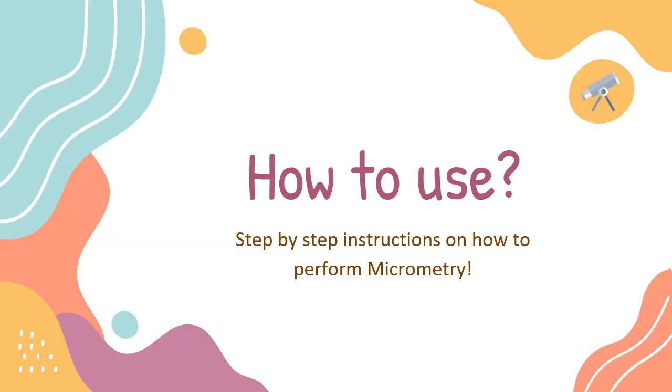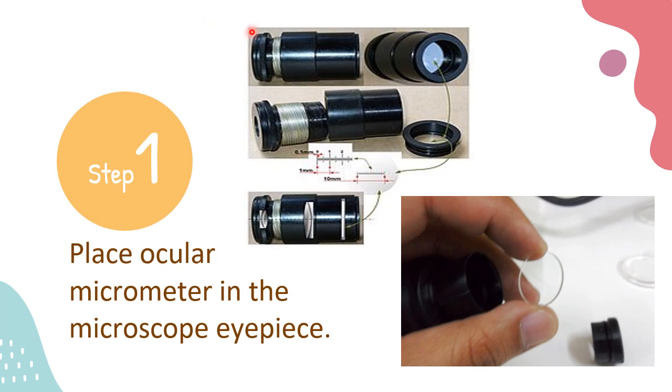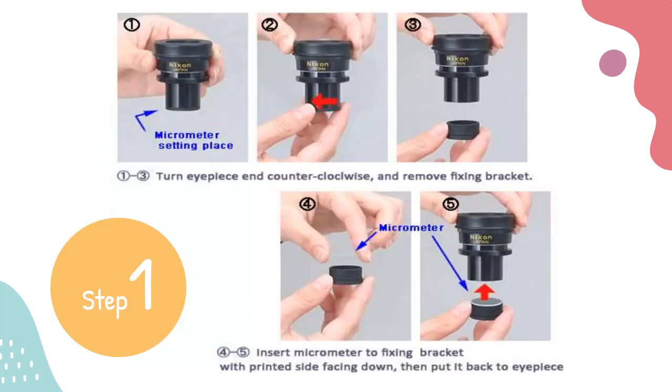So how do we do micrometry? I prepared a guide for you. Step 1. Remember that the ocular micrometer is a glass disc that you will put inside the eyepiece of the microscope. That's why it's the ocular micrometer, because you will put it in the ocular or the eyepiece of the microscope. This is ultimately the thing which we will use to measure the microorganism. So step 1, place the ocular micrometer in the microscope eyepiece.